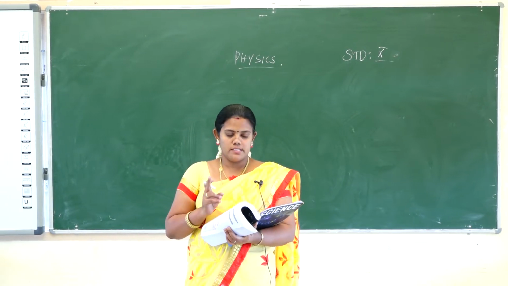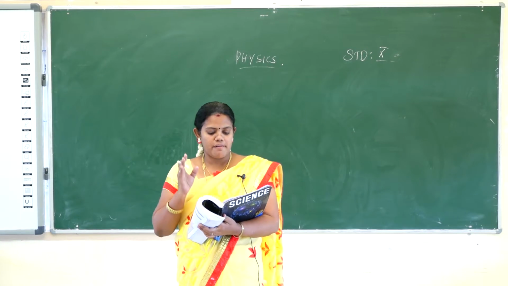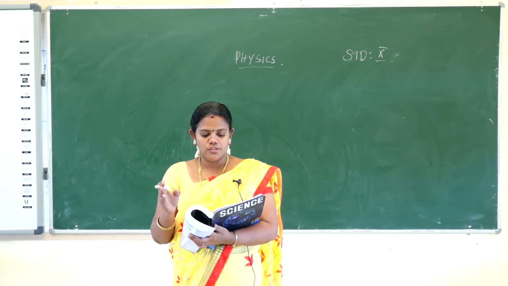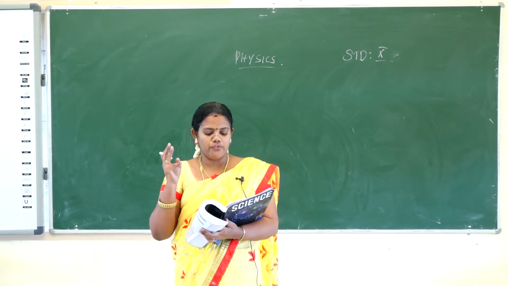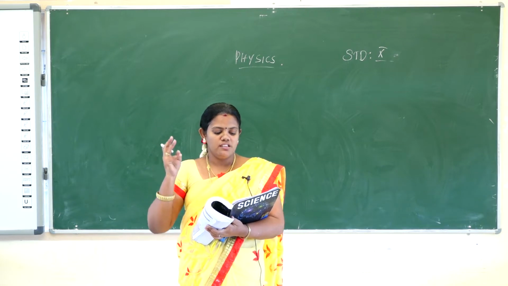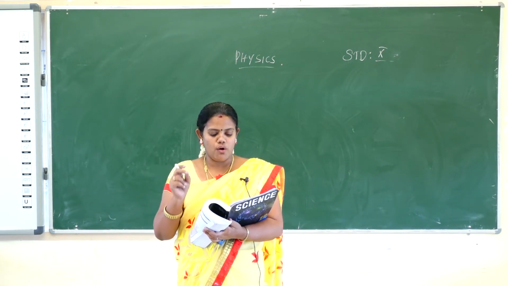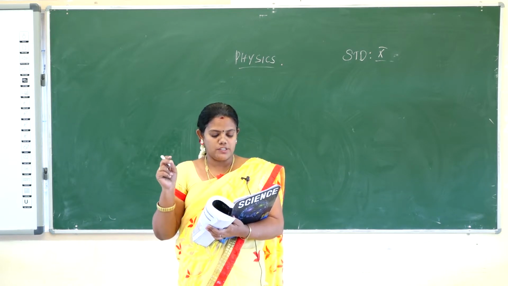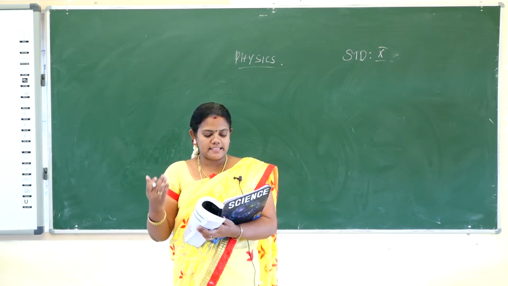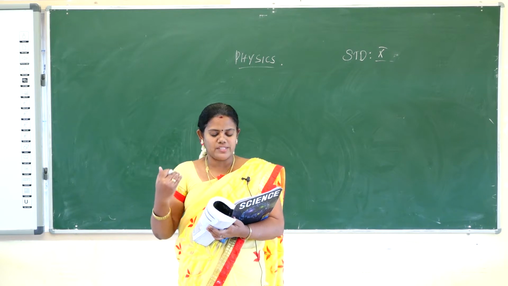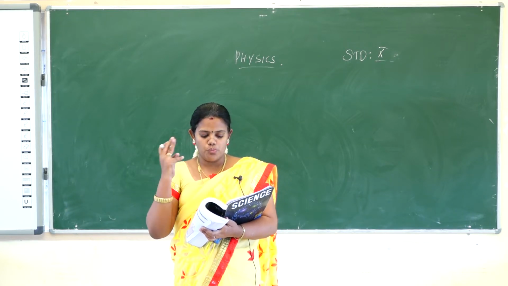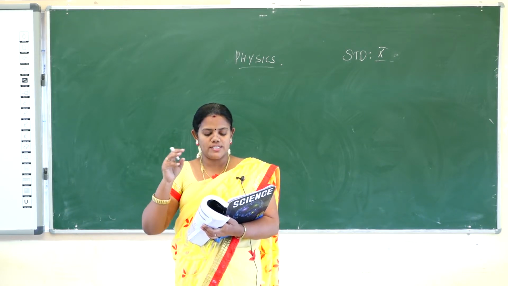Okay. First problem: two bodies have a mass ratio of 3:4. The force applied on the bigger mass produces an acceleration of 12 meter per second square. What could be the acceleration of the other body if the same force acts on it? So, two bodies, mass ratio is 3:4.